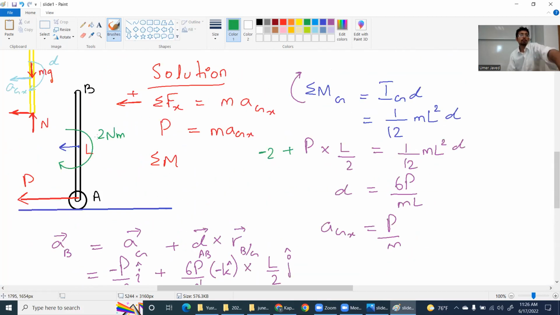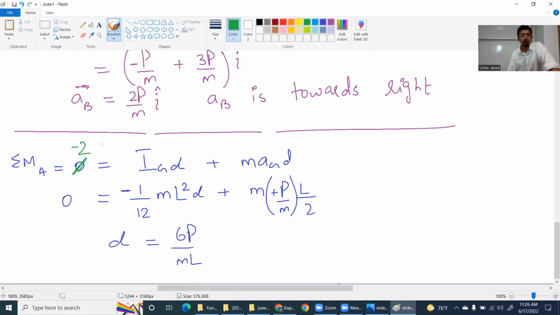Why? Because although this clockwise moment appears to be acting at G, you don't have to make that decision. As long as it is acting on the system, even while talking about the summation of moment about A, now you have to put -2. Even if you think that it is acting at G, you don't care about it. The moment is acting on the system. Even while writing that equation about A, I have to talk about -2.